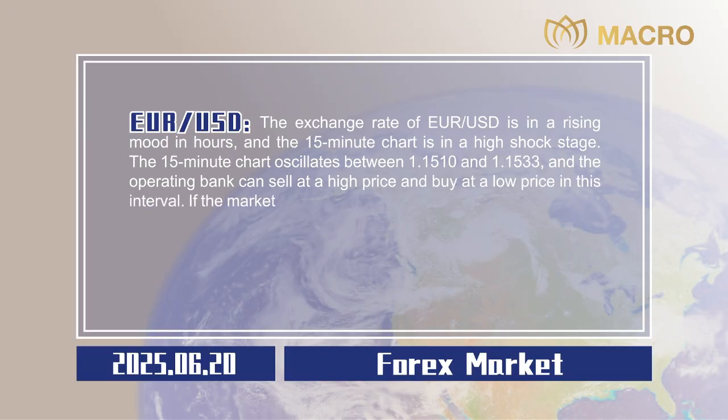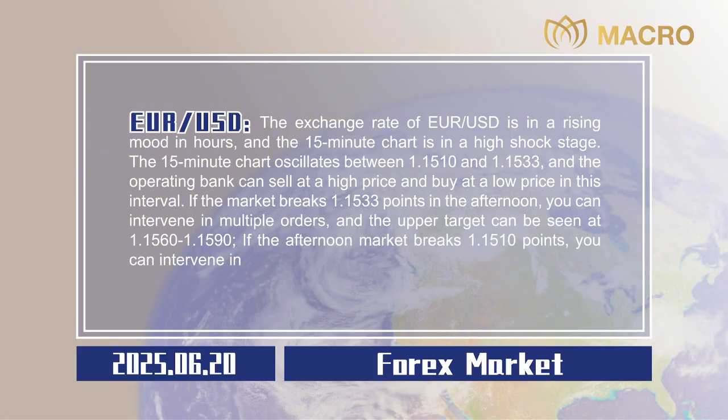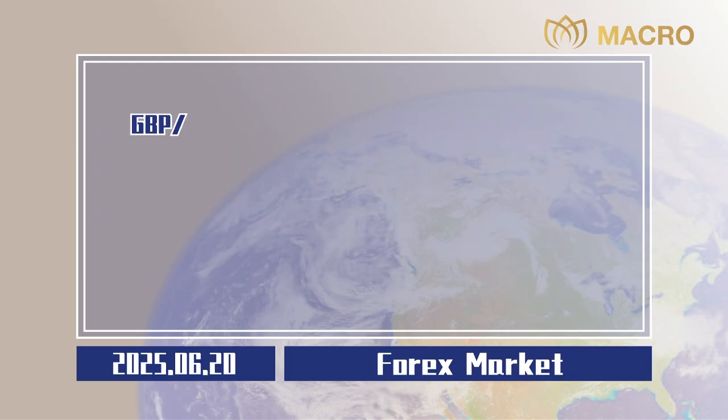If the market breaks 1.1533 points in the afternoon, you can intervene in multiple orders, and the upper target can be seen at 1.1560 to 1.1590. If the afternoon market breaks 1.1510 points, you can intervene in the empty order, and the target below can be seen at 1.1470 to 1.1430. Stop losses are all 20 points, 0.0020.